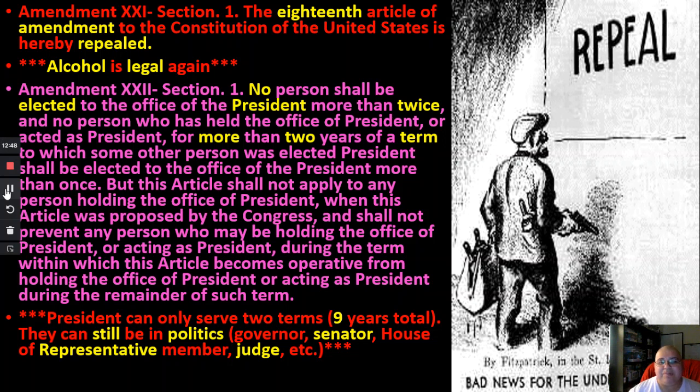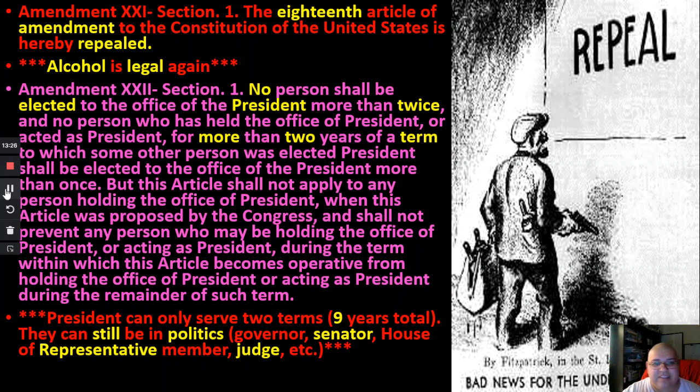Now, I've heard some people say, "Well, why don't they have this person become vice president, and then when that president dies, they become president again?" 22nd Amendment. They've already served 2 terms. They can't be president. Could they run for vice president? Sure, possibly, but under this amendment, they can't be president anymore. The next person, which would be the Speaker of the House, would then become president, and they would still, I guess, have to serve as vice president. So yeah, they can't be president anymore.